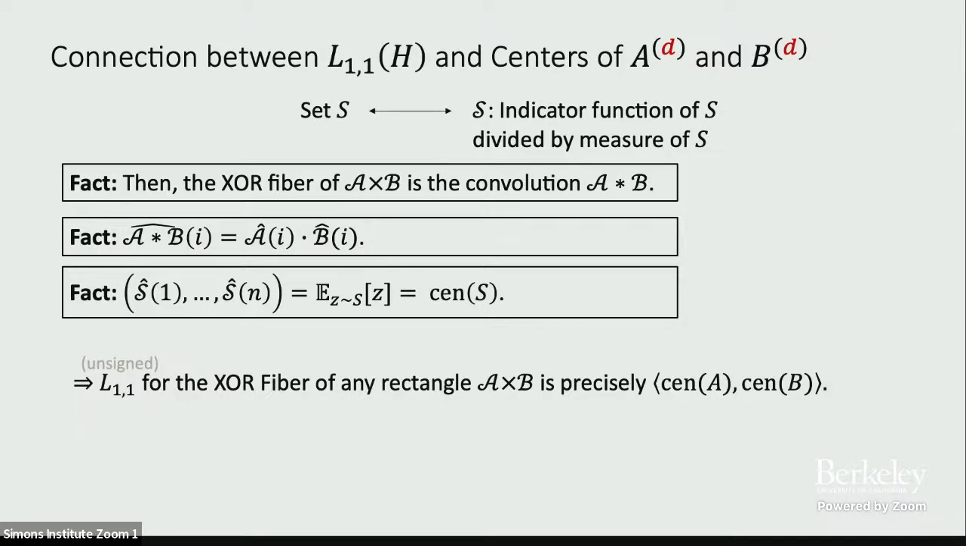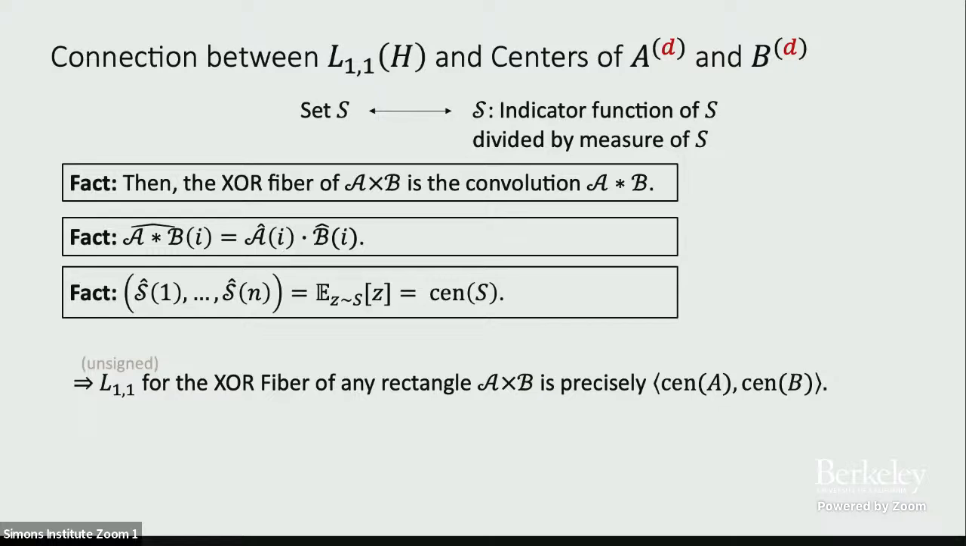So the first fact is if you take a rectangle A times B and you compute the XOR fiber of the rectangle. So here when I say XOR fiber of a rectangle, I just mean think of these as the indicator functions of Alice's and Bob's sets up to some normalization. If you compute the XOR fiber of a rectangle, it's precisely the convolution of A and B. This just follows from the definition of an XOR fiber. So for a rectangle A times B, the XOR fiber is just A star B. And the second fact is that the Fourier coefficients of the convolution are products of Fourier coefficients. This is a very simple fact in Fourier analysis.